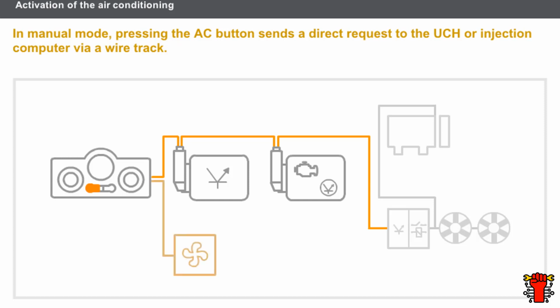The injection computer only authorizes the compressor to start if the user has switched on a ventilation speed. Once the authorization has been given, the injection computer, or UCH, controls the compressor clutch and the passenger compartment fan power modules. The passenger compartment fan power modules adjust the voltage on the motors according to the user's instructions.